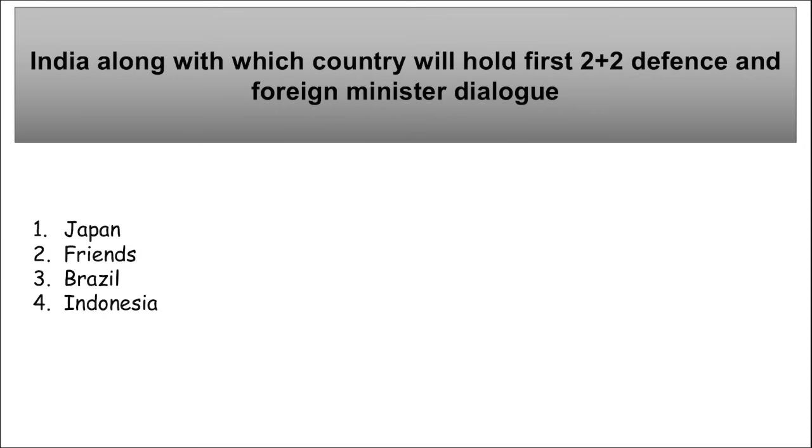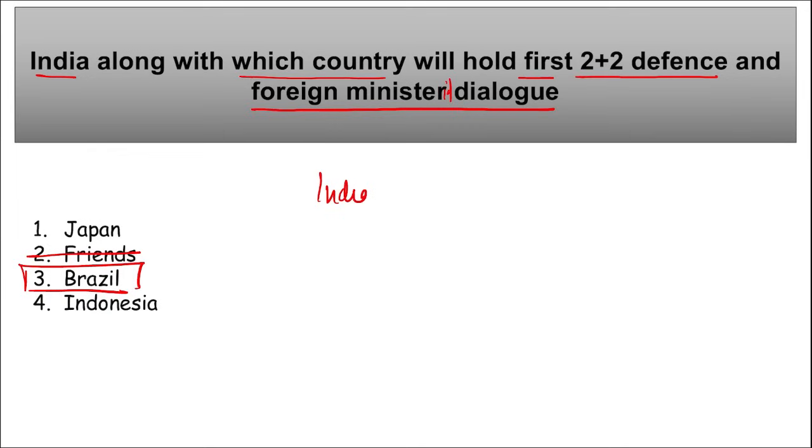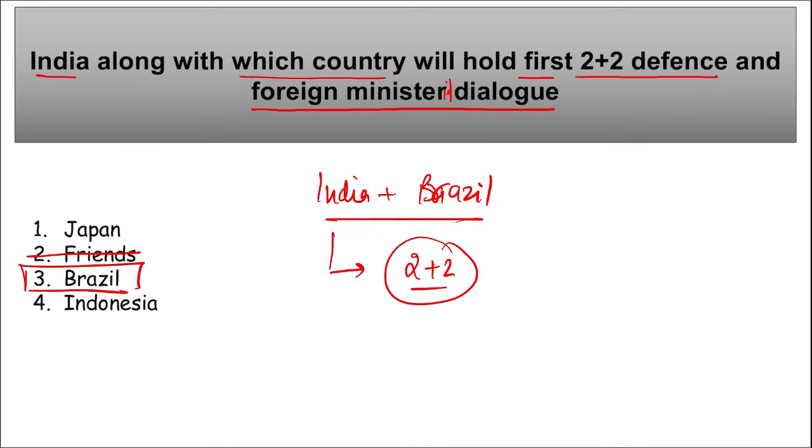Next is India, along with which country, will host the first 2+2 defense and foreign minister dialogue. Foreign ministerial dialogue. So it is India and Brazil. Right? Avoid this option too. It is India and Brazil. These two countries, India along with Brazil, will be hosting their first 2+2 foreign ministerial dialogue. Right? This was in New Delhi.